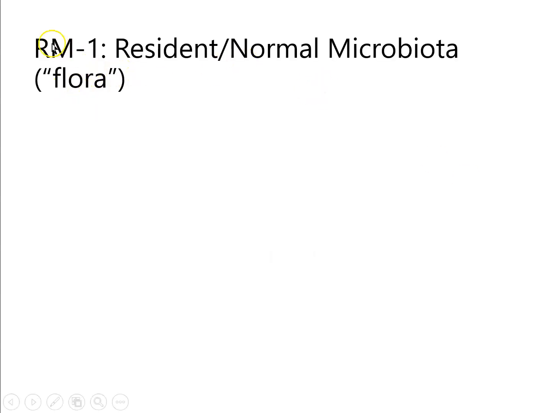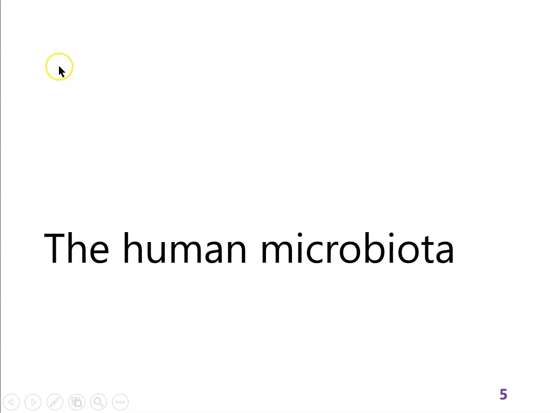I'm going to go through this with these little codes up in the left side. These will hopefully help you keep track of how the slides are organized. So all the slides on the resident microbiota, the human microbiota, is also known as the resident or normal microbiota. They're RM and then a number for resident microbiota 1.